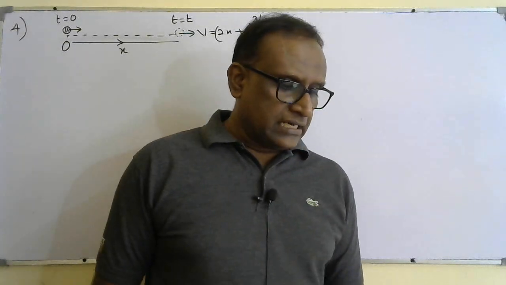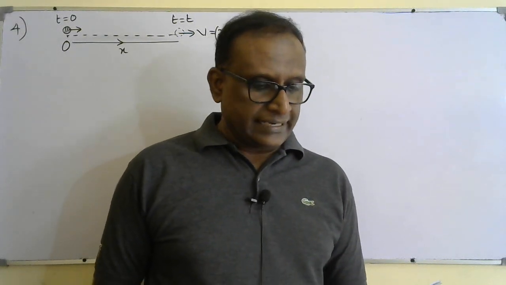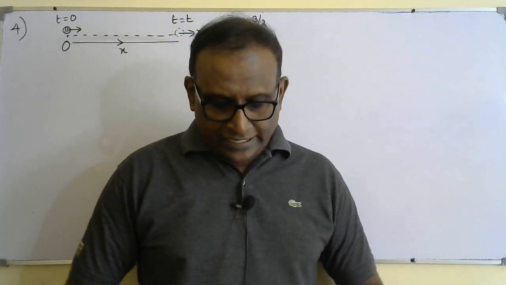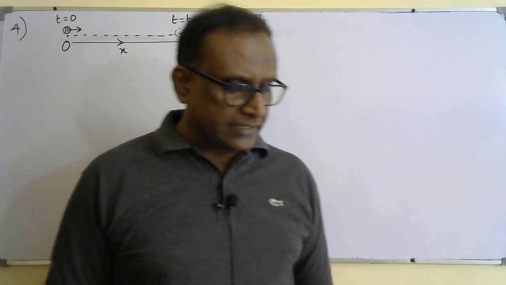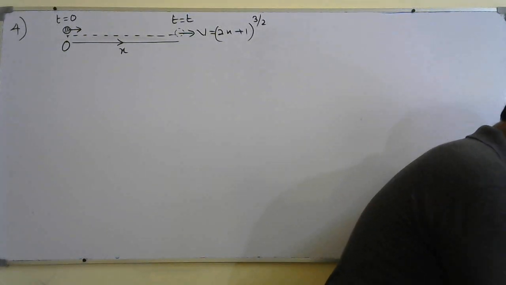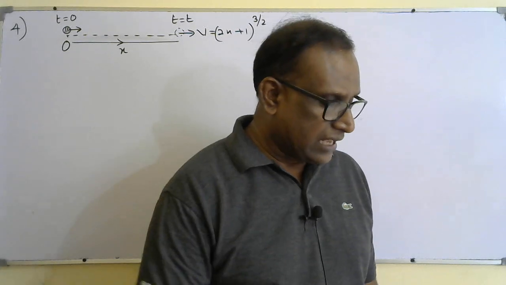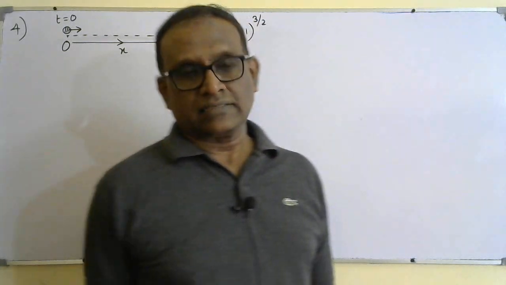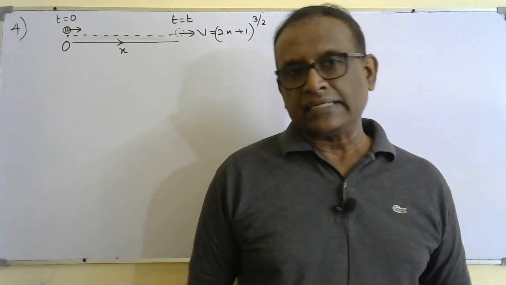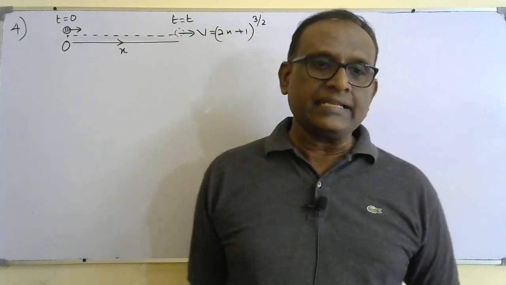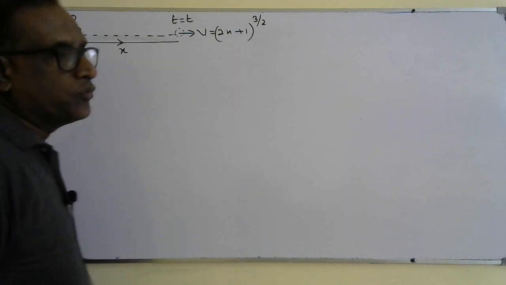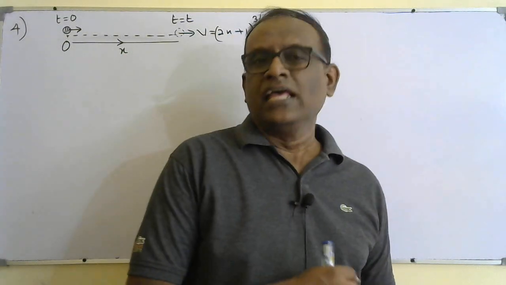The question is, find the value of x when the acceleration of P is 243. So we need to get a relationship between acceleration and x. Means we need to get a relationship between a and x. So we know the speed is given as 2x plus 1. If we want to get the relationship between a and x, differentiate it.